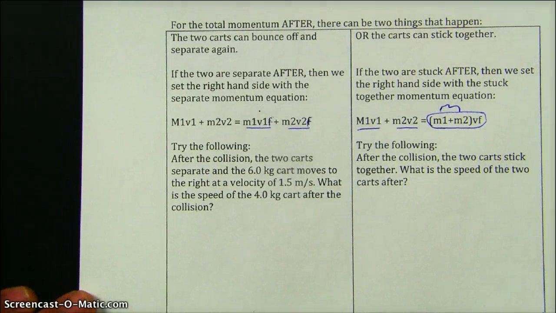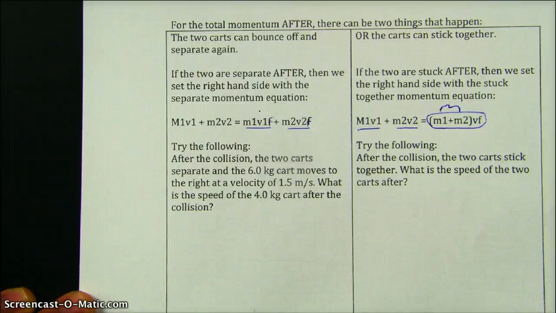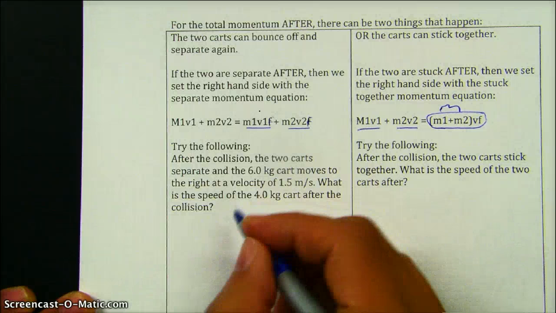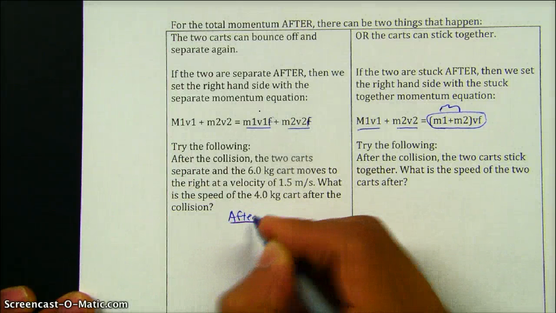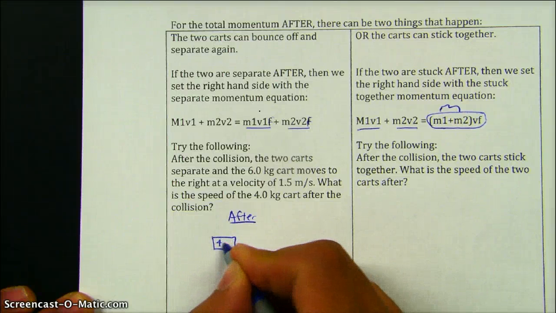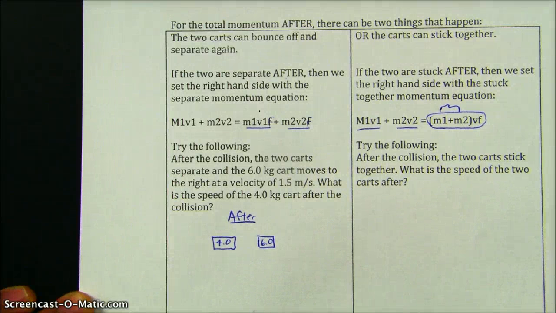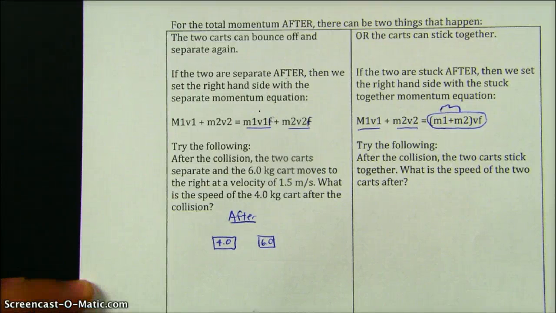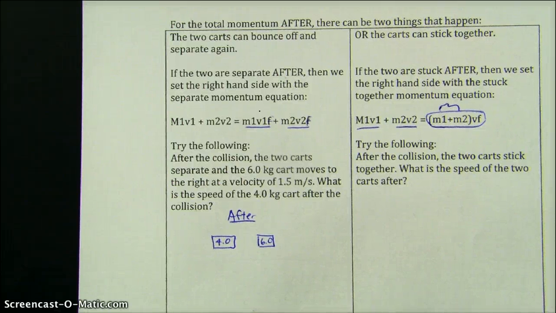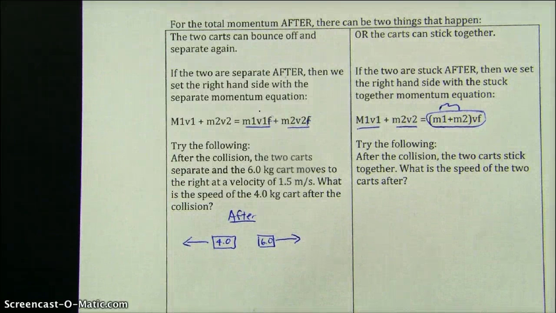Okay, so let's try the following. For this one, it says after the collision, the two carts separate and the 6 kilogram cart moves to the right. So this is what happened afterwards. And it sometimes helps to draw the collision for after. So let's draw the two carts. And mind you that this is after the collision. So again, we have the 6 kilogram cart and the 4 kilogram cart. They were heading towards each other at first, but then we know that they bounce off, so this one goes this way and this one goes that way.